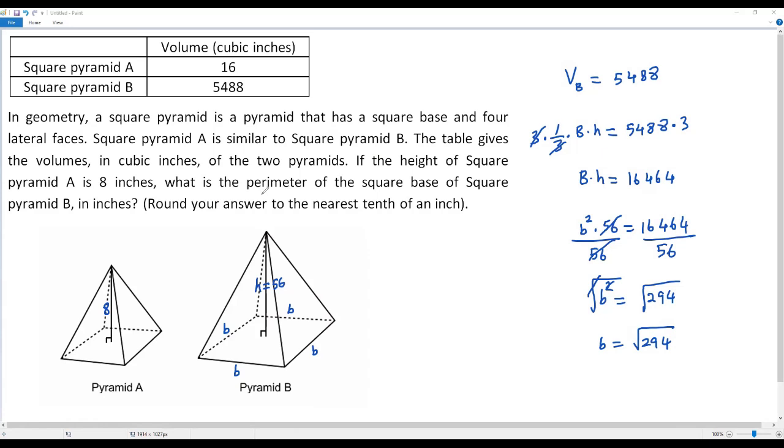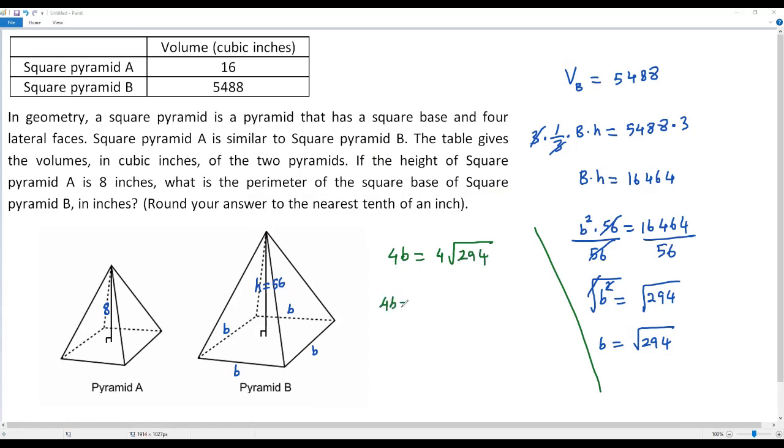But our aim is to get the perimeter of the square base of the square pyramid. That is, we have to get the perimeter of this square base. For that, we have to multiply the length of one of the sides by 4, that is 4b. Okay, now let me multiply both sides of this equation by 4. Then I'm getting 4b on the left side. On the right side, I'm getting 4 times the square root of 294.